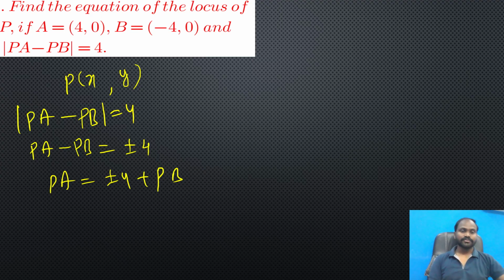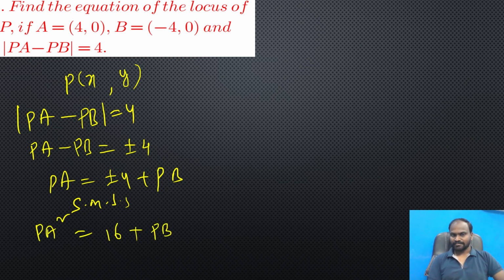We can simply apply squaring on both the sides. Then we are going to solve it, right? So squaring on both sides, what you're going to get here is PA square plus 16 plus PB square plus or minus 2 into 4 PB, which becomes 8 PB, right?